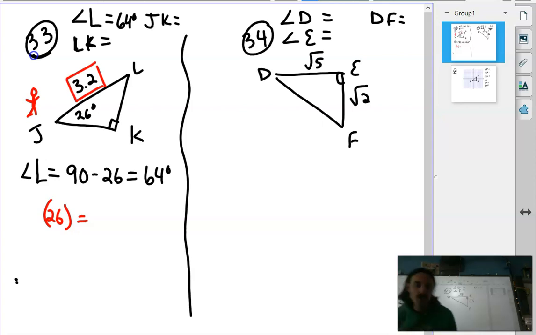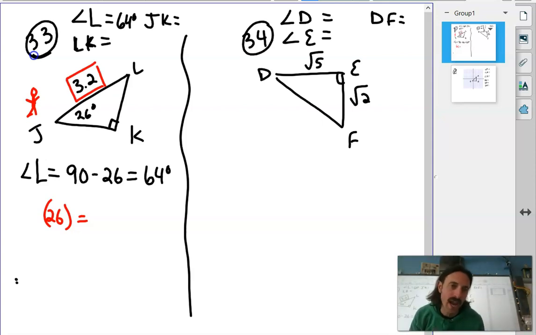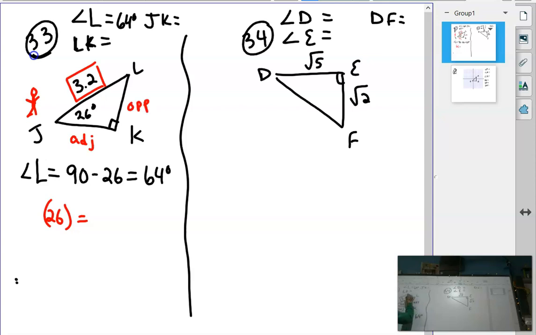What side am I looking for? Well, let's start with JK. JK is the adjacent side from angle J. So if I'm here, this is going to be the ADJ, this is going to be the OPP, and this is going to be the HYP. So what trig ratio involves adjacent and hypotenuse? Well, that's going to be cosine. So that's going to be JK over 3.2.